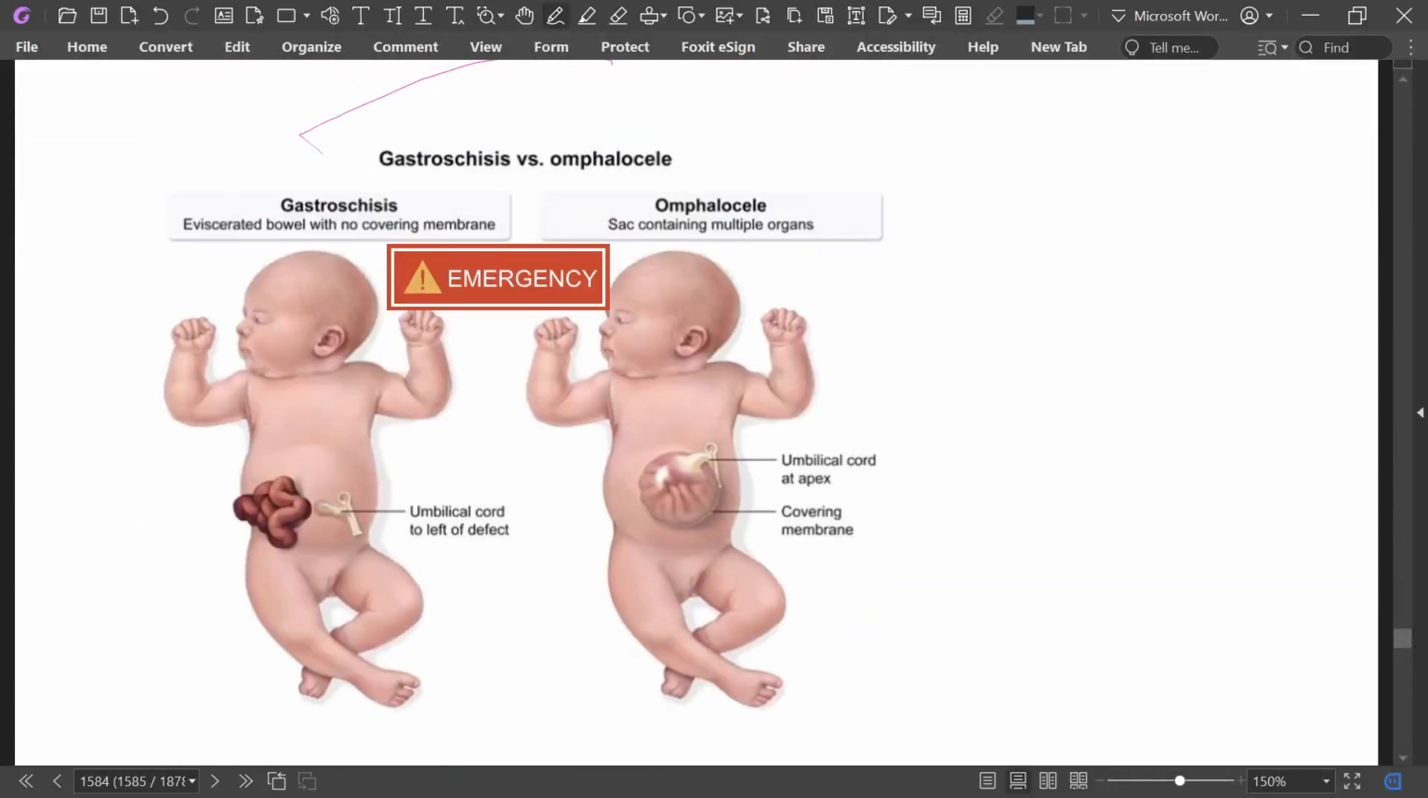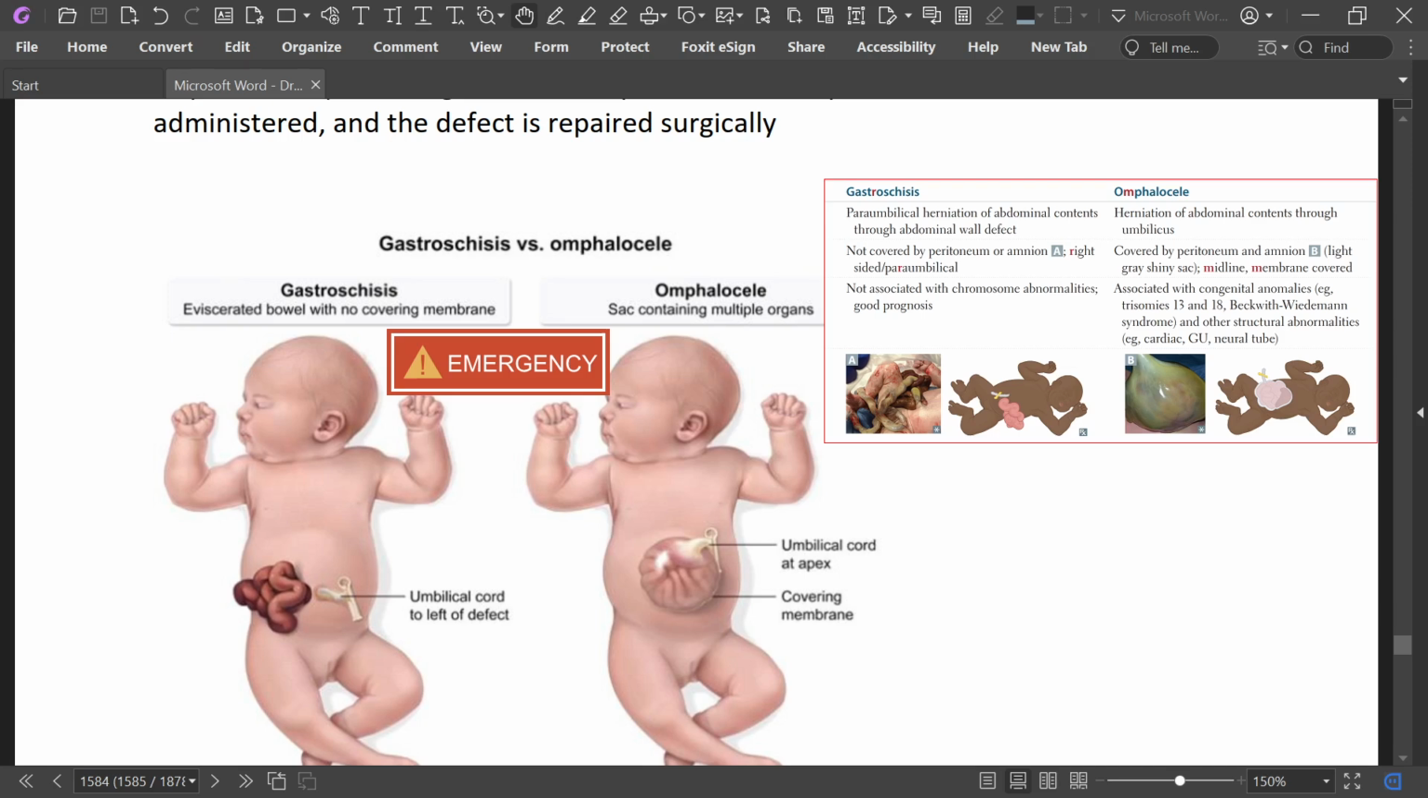Okay, now this is the difference between gastroschisis and omphalocele. In gastroschisis, there is paraumbilical herniation of the abdominal content, lateral to the umbilicus. It is not covered by a membrane, peritoneum or amnion, and it is not associated with any sort of anomaly.